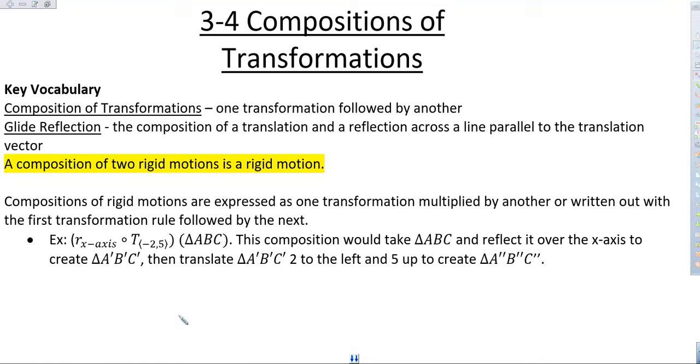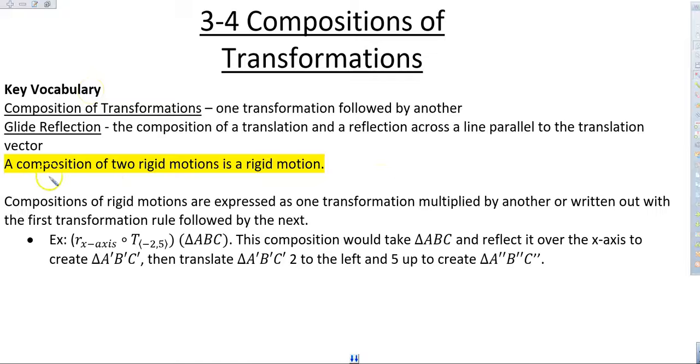Hey everybody, today we are looking at compositions of transformations. All compositions of transformations mean is that we are doing one transformation followed by another. A specific type of composition is a glide reflection. The glide means we're going to translate first, then the reflection means we'll reflect across some line.